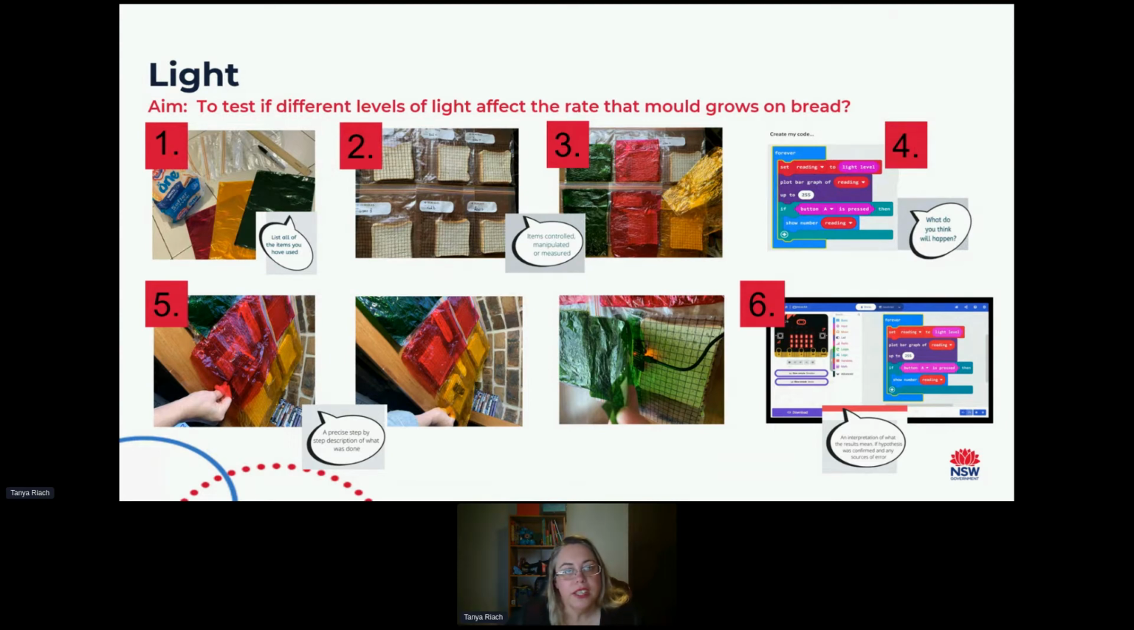Now, when we were looking at using this with the microbit, we realized that we had to work out the best way to put the microbit so that we could measure the light without actually having to throw the microbit out if we put it inside the Ziploc bag. So that's why the cellophane is wrapped on top of the plastic bag, so that we could keep the microbit away from the mold itself, but also collect the data of the light continuously.